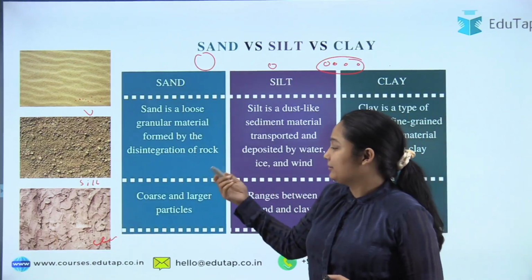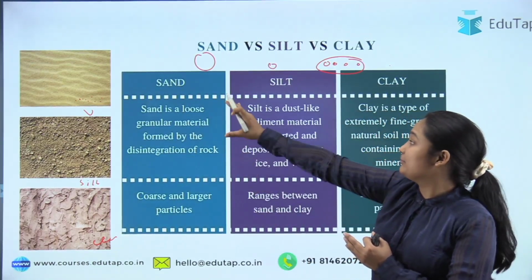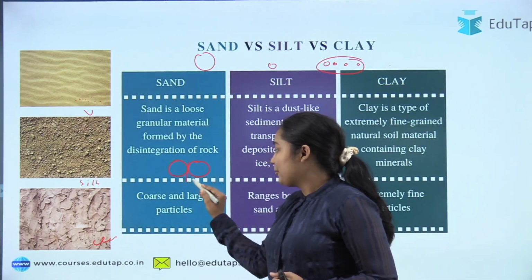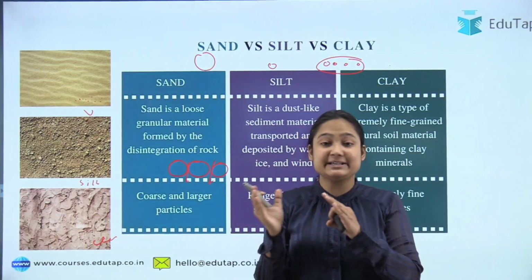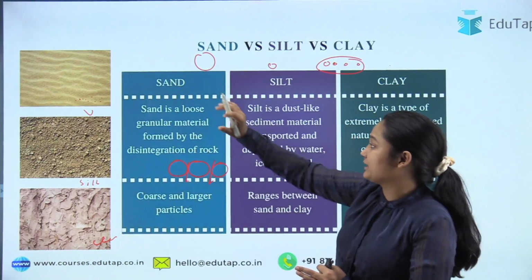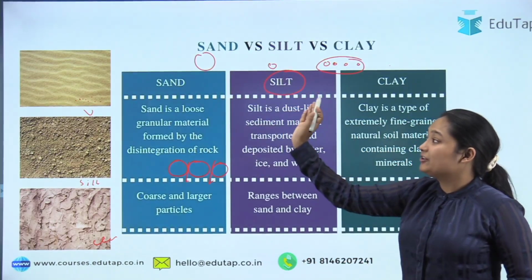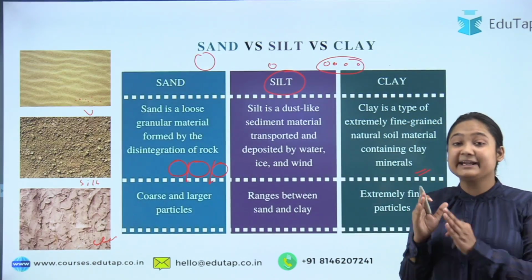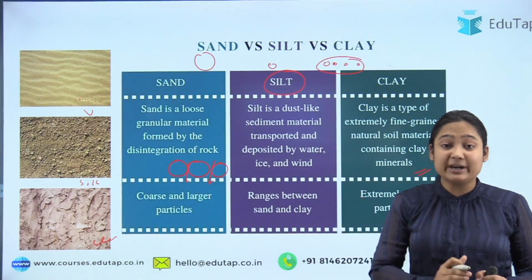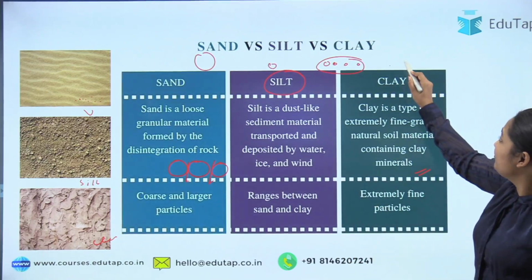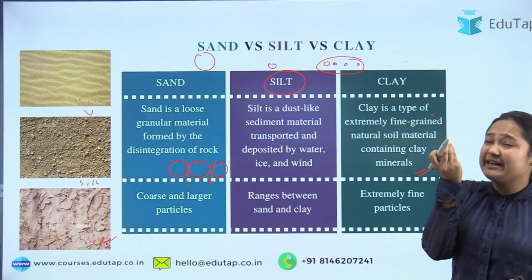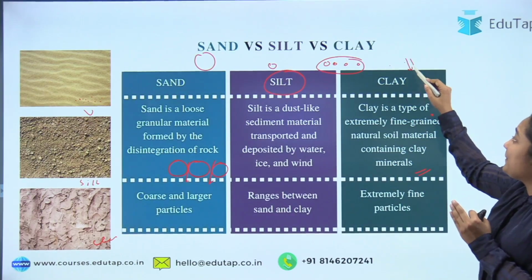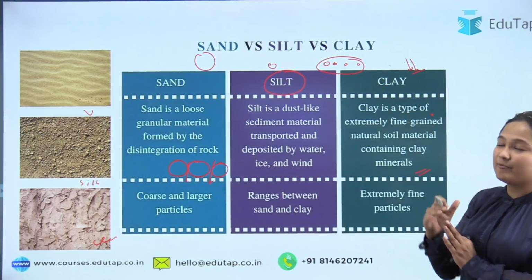Now talking about what kind of properties are there because of sand, silt, and clay. Sand has very big particles, so the pore space is more, water holding capacity is less, and water drainage is more. Silt is moderate, between the sand and the clay particles. Clay has the highest water holding capacity and poorest water drainage. Why? Because there are very fine particles, so there is very little space between two particles, and water or air can hardly move in clay.